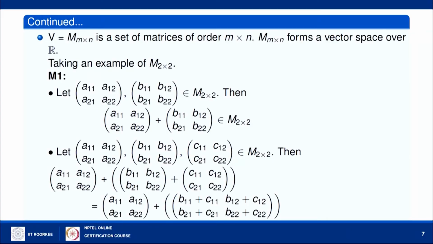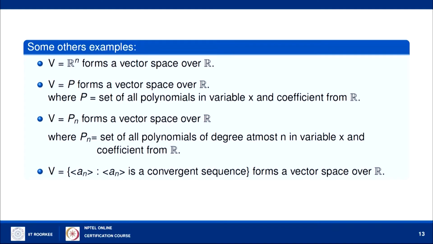Where m and n are positive integers, any matrix of order m by n forms a vector space over the usual addition of matrices and scalar multiplication. So, there are many other examples of vector spaces. As I told you, Rn forms a vector space over the field R.